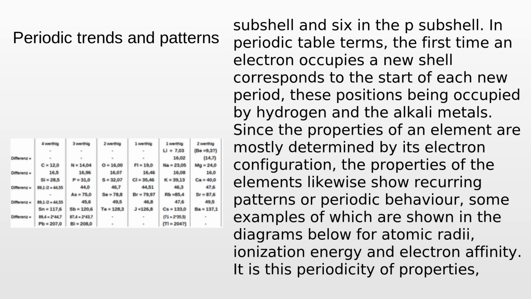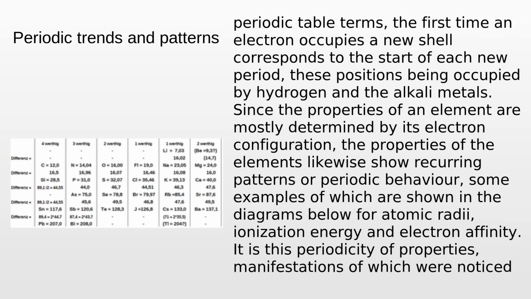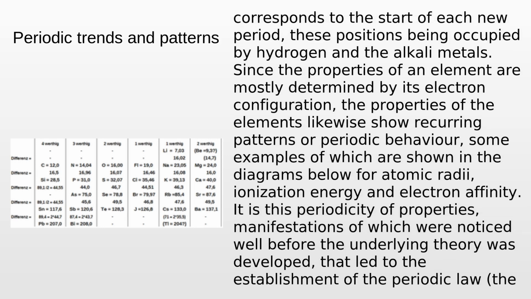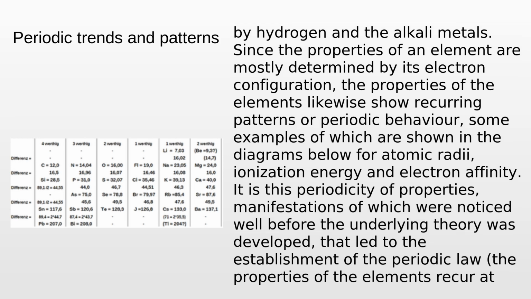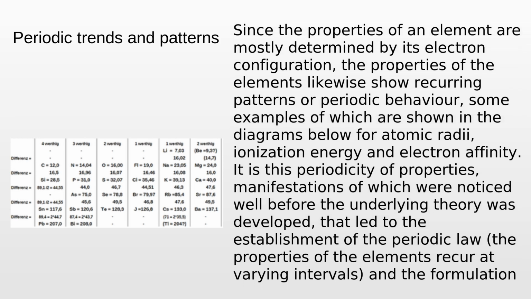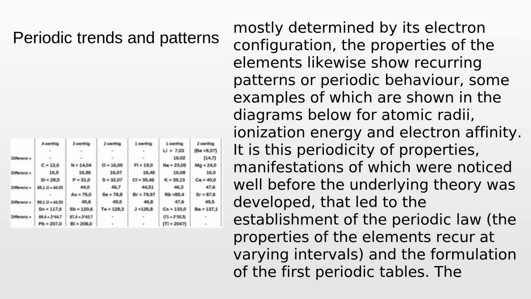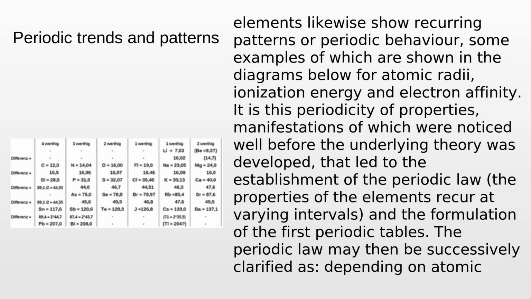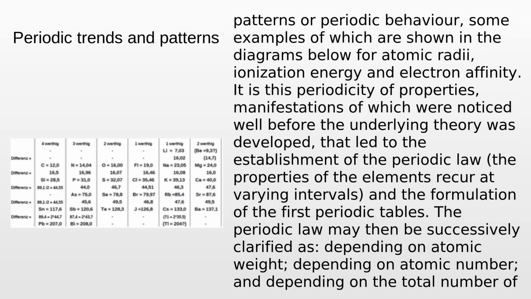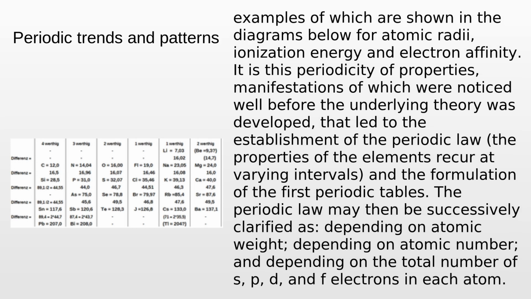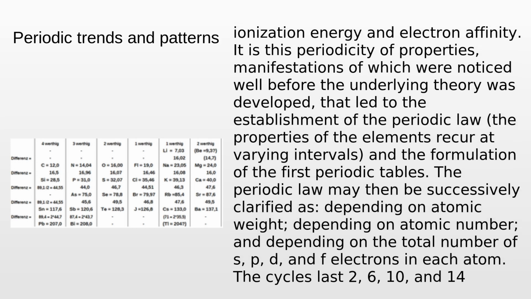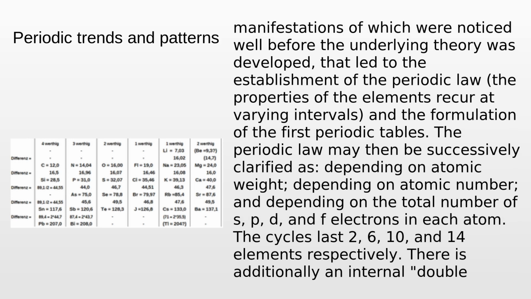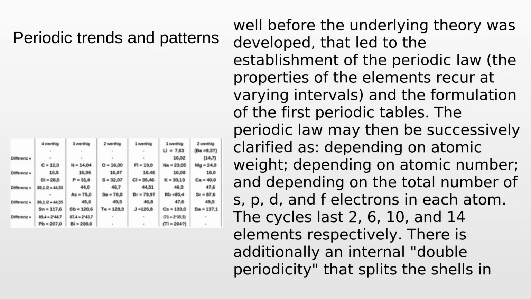In periodic table terms, the first time an electron occupies a new shell corresponds to the start of each new period, these positions being occupied by hydrogen and the alkali metals. Since the properties of an element are mostly determined by its electron configuration, the properties of the elements likewise show recurring patterns or periodic behavior, some examples of which are shown in the diagrams below for atomic radii, ionization energy and electron affinity. It is this periodicity of properties, manifestations of which were noticed well before the underlying theory was developed, that led to the establishment of the periodic law.